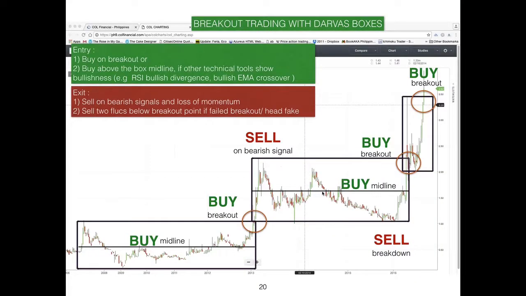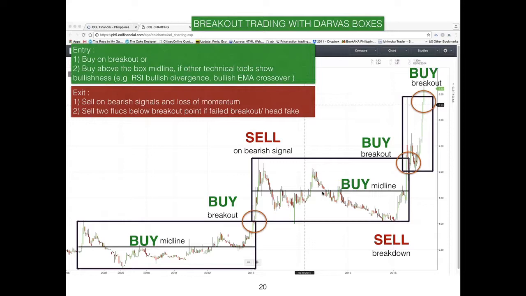So this shows breakout trading with Darvas boxes. I drew the Darvas boxes on each range. Then the midline. And these are the places of entry. You either buy on the breakout or buy early above the midline if technical indicators show bullishness as well. So this has to be supported by indicators like RSI. There are two places to exit: sell on bearish signals and loss of momentum, or sell if price fails to break the box top.